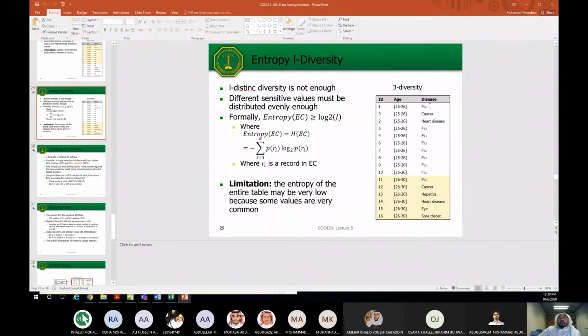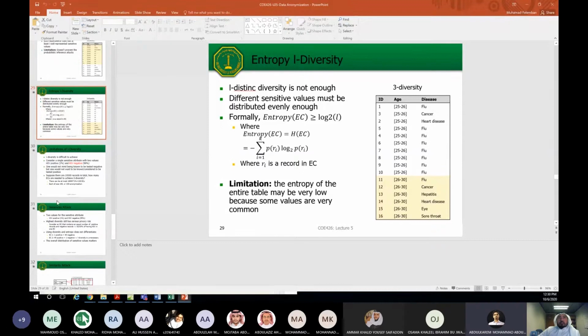enforcing or mandating that in the sensitive attribute column, there are at least L distinct values or L entropy diversity. When you say distinct, it means that there has to be at least L distinct values in the sensitive attribute. If you look at the original table, we have a limitation in the sensitive attribute that will give the problem in L-diversity.